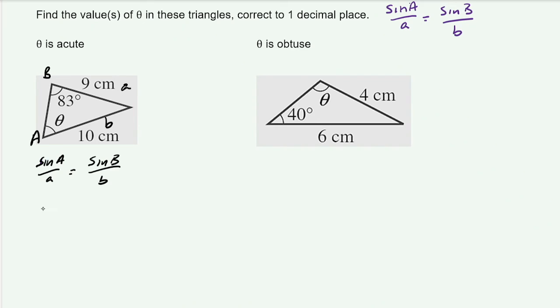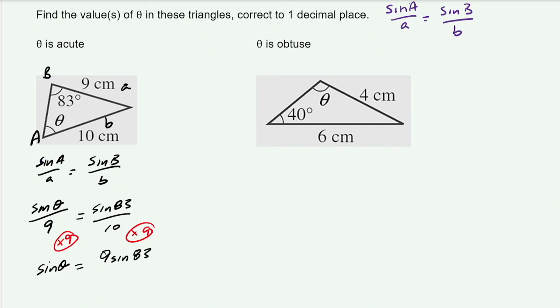So what's going to happen is I'm going to have sine theta over 9 equals sine of 83 over 10. Do our algebra, so multiply everything by 9. Okay, and we're going to have sine of theta equals 9 sine 83 all over 10 because we're multiplying. So 9 is the numerator, so it just gets multiplied across the numerator.